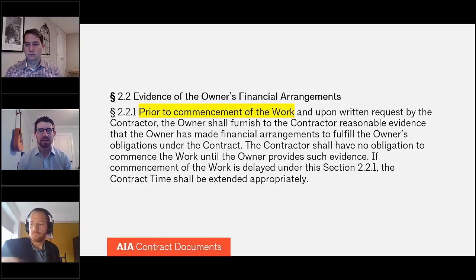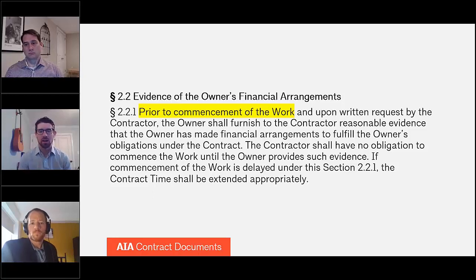And then on the back end, it's up to the contractor, upon receiving it, to reasonably look at this information and determine if it satisfies its requirement. Just like an owner has to be reasonable in selecting the types of documents and the types of information that it provides, the contractor in turn has to be reasonable in not requiring too much. A contractor just has to be satisfied that the owner has made financial arrangements. If the owner provides evidence of that, then the contractor should be satisfied.